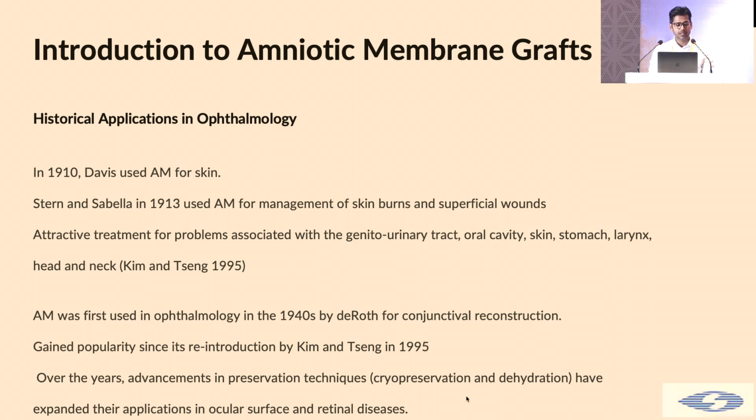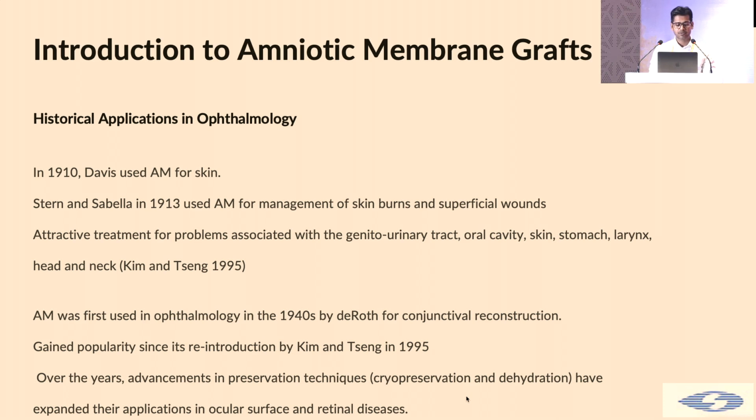Going back to the history, in 1910, Davis used amniotic membrane for skin for the first time because of its tensile strength and its inert nature. After that, Stern and Sabella in 1913 used amniotic membrane for the management of skin burns and superficial wounds, based on its anti-inflammatory properties. After that, it became an attractive choice for treatments of the genitourinary tract, oral cavity, skin, stomach, larynx, and head and neck cancers.